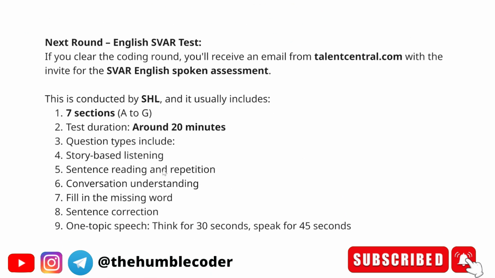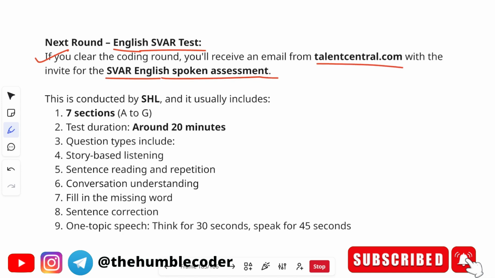Now what will come after 2 to 3 days or a week? You will get an update for your next round, that is your English SVAR test. If you clear your coding round, you will receive an email from Talent Central with the invite for the SVAR English spoken assessment. That is going to be your next round after coding. So the first one was coding, and after that you will have SVAR, or you can say the spoken English test.